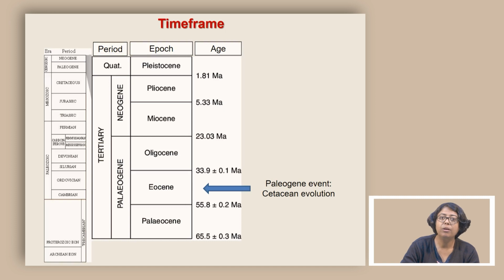As we mentioned before, the Cenozoic can be divided into two major periods, Paleogene and Neogene, and within the Paleogene there are three epochs: Paleocene, Eocene and Oligocene. And the major change that we are going to be talking about today appeared somewhere around the Paleogene, and it is called cetacean evolution. Cetaceans are the group which contains all kinds of mammals which live in the ocean.